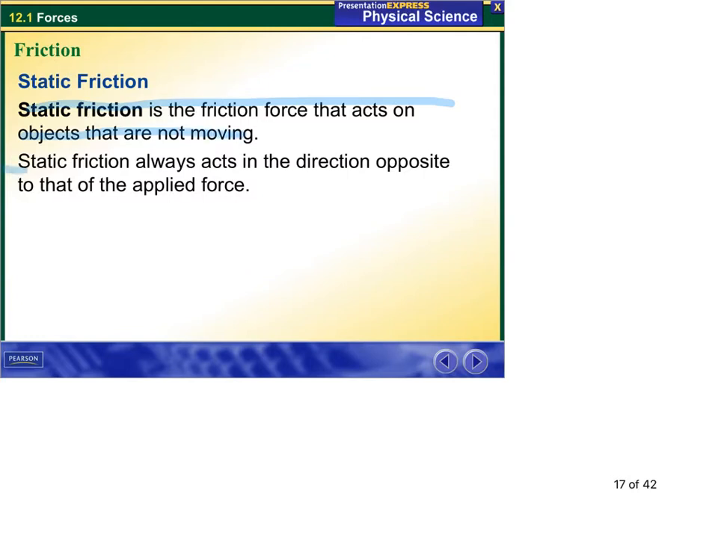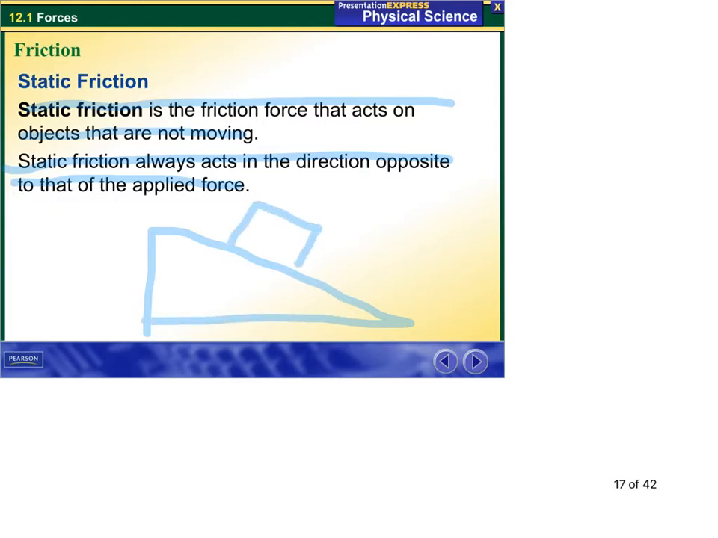Static friction always acts in the opposite direction of the applied force. If we have some type of ramp and an object sitting on that ramp and it's not moving, that means there's static friction preventing it from moving, because that object has a force trying to make it go down. So if it's not moving, there's an equal force of friction pushing back up on it. Those two cancel each other out.